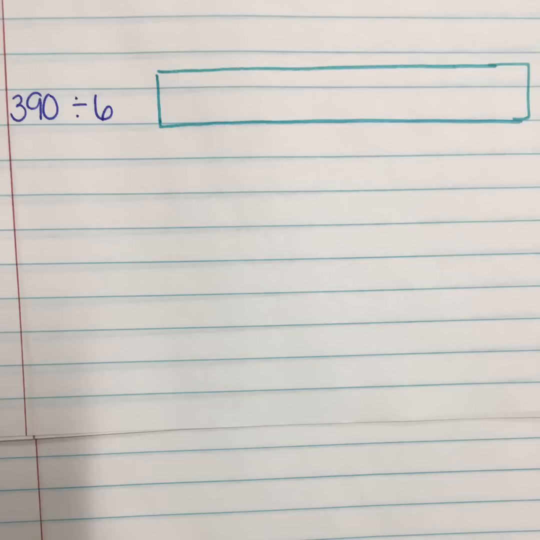First, make sure you draw your array. If you haven't done so already, pause the video to draw it. We know for certain that we're dividing by 6, or we have to multiply 6 times some number to get us 390. So go ahead and label the one side.